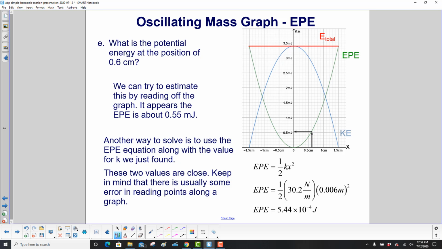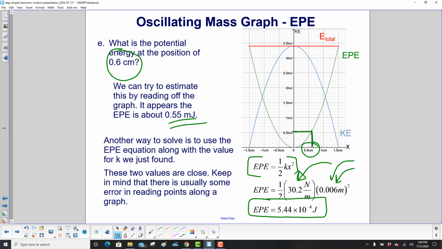What is the potential energy at the position 0.6 centimeters? One way to do it, just use the graph. Go right up to where the curve for EPE is and cut over, and that gives you about 0.55 millijoules. Another way is to use the EPE equation, where we calculated K, and X is given. Notice how 0.6 centimeters becomes 0.006 meters when we move the decimal 2 to the left, and we get the elastic potential energy as 5.44 times 10 to the minus 4th joules.